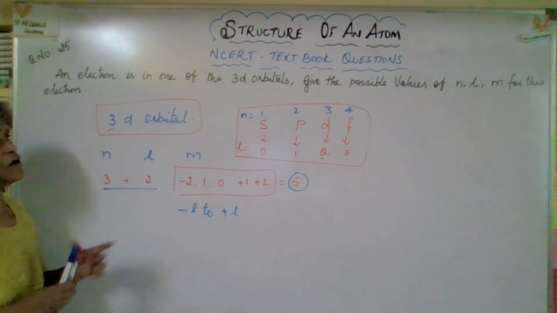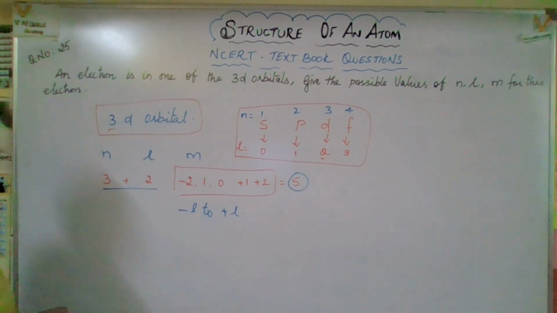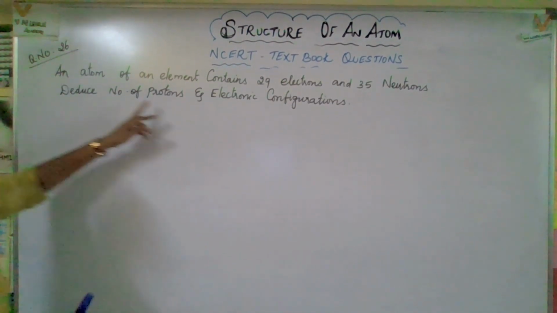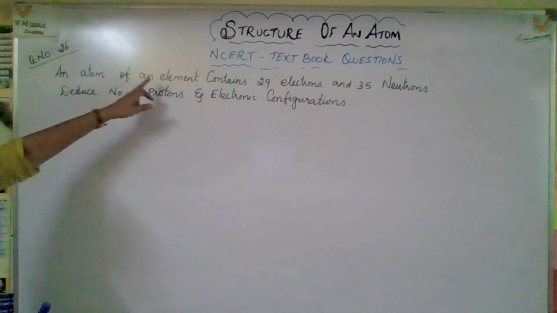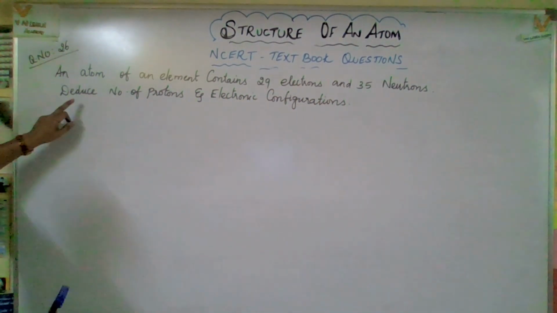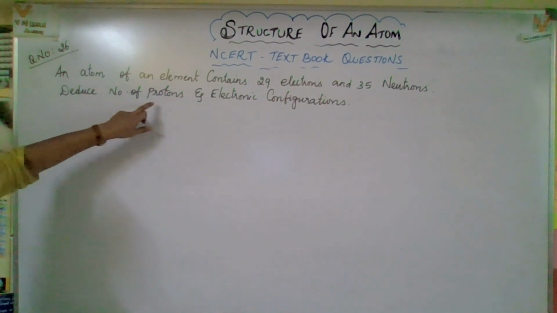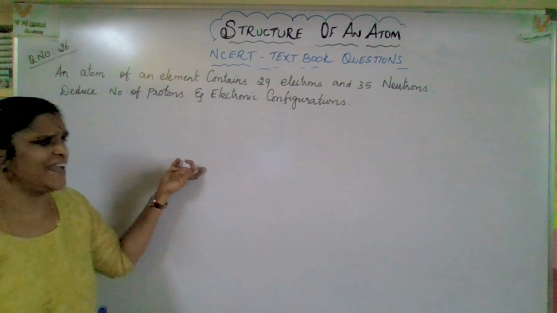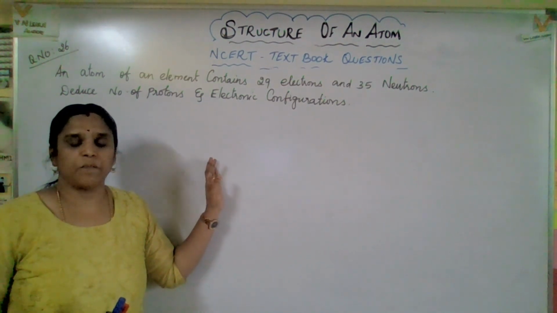Okay, now come on, let's go for another question. An atom of an element contains 29 electrons and 35 neutrons. Deduce the number of protons and the electronic configuration. This is really interesting and very simple also.